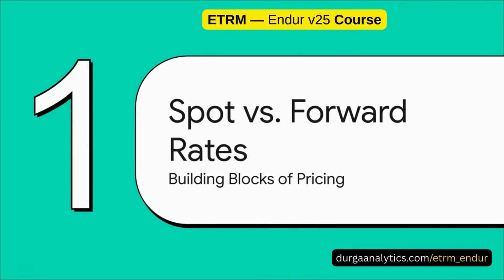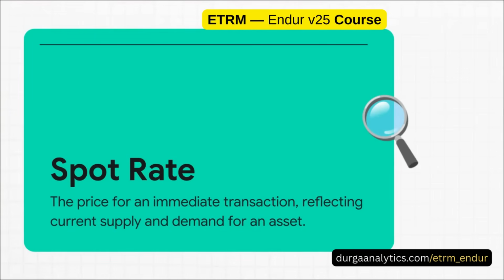Okay, first things first. Before we can even think about pricing the future, we have to be crystal clear on what's happening in the present. So let's break down the two core concepts that everything else is built on. Think of the spot rate as basically the price on the tag. It's that simple. If you want to buy a barrel of oil, a share of a company, or a different currency right now, the spot rate is what you're going to pay. It's the live market price for immediate delivery, and it's all driven by today's supply and demand.